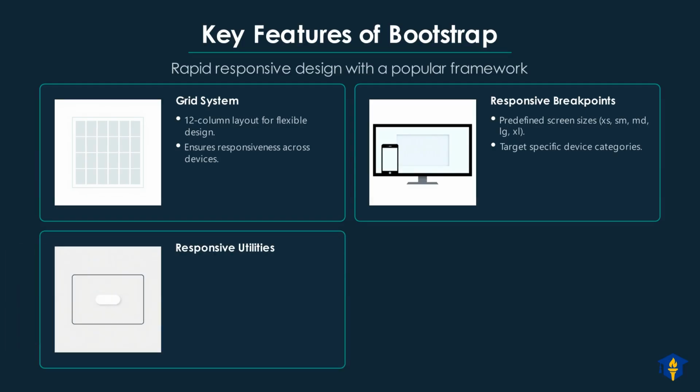Responsive utilities are classes that allow you to control element visibility based on screen size. These classes provide the ability to show or hide specific elements, optimizing content for each device. This adapts element visibility, ensuring only relevant content appears on smaller or larger screens.